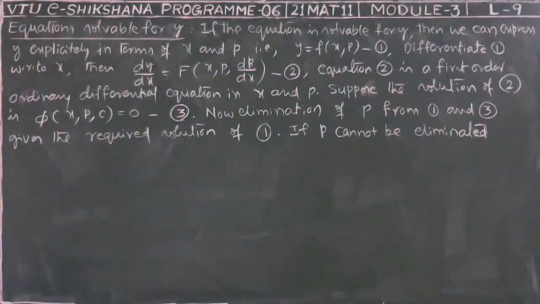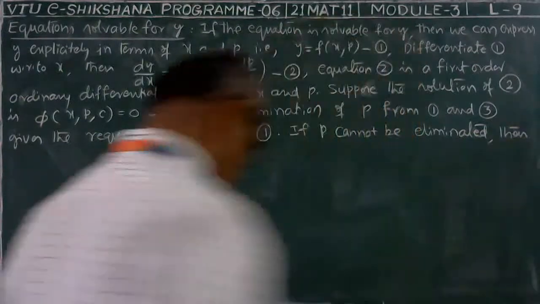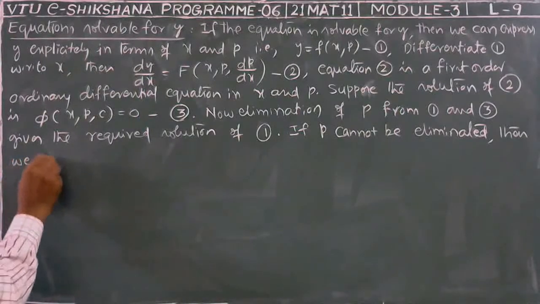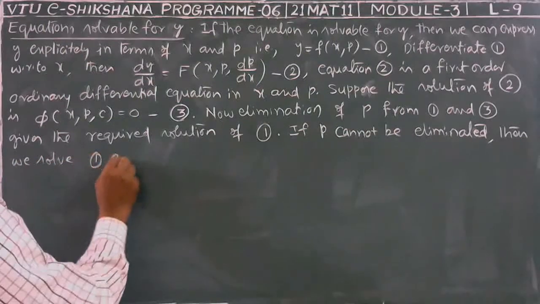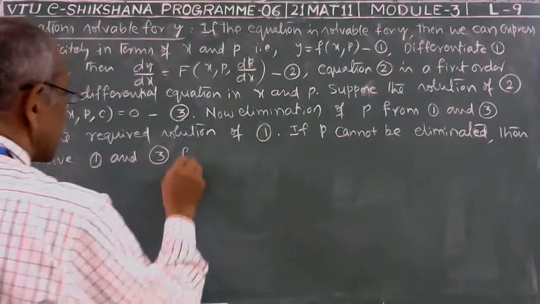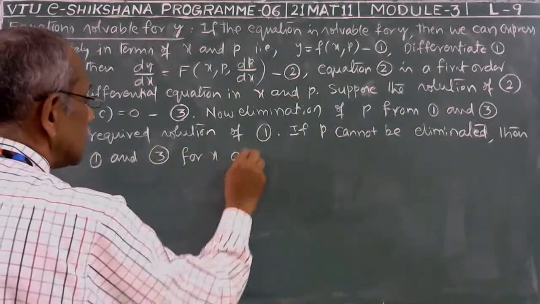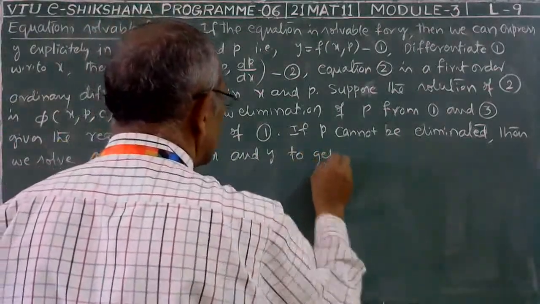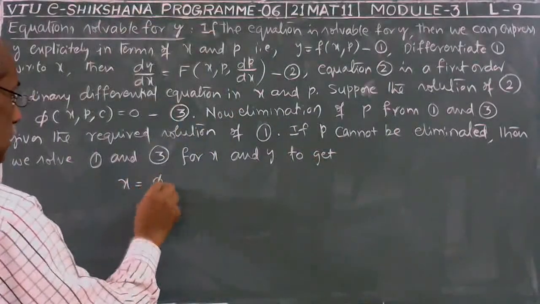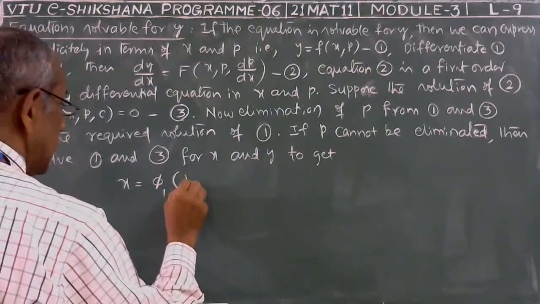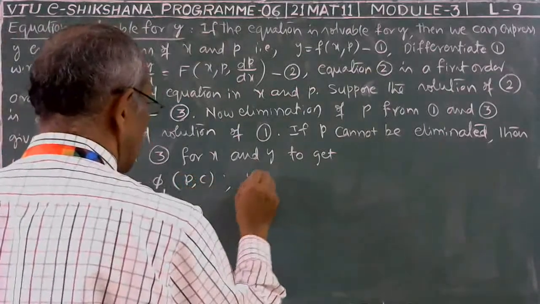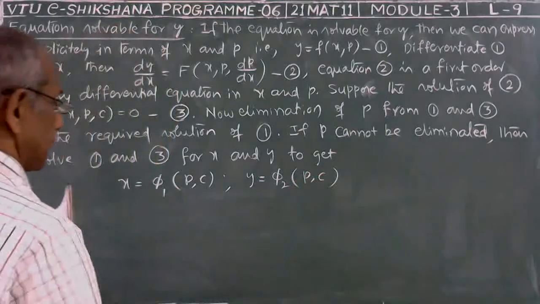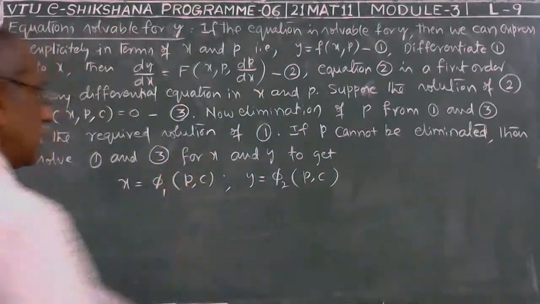If p cannot be eliminated, then we solve 1 and 3 for x and y to get x is equal to some function of p and c, and y is some other function of p and c.